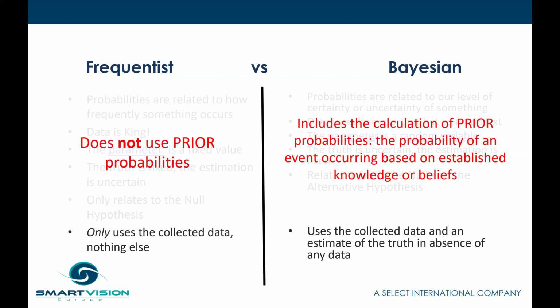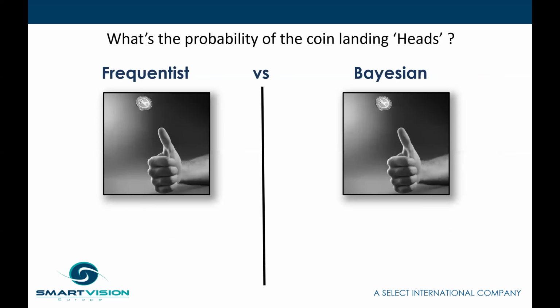The Bayesian approach includes the calculation of prior probabilities, the probability of the event occurring based on established knowledge or beliefs. And in fact, it has to use those. It uses them whether you like them or not. It will always use them. And this is obviously a pretty important distinction between one approach and the next, and something of an area of controversy and argument between the two paradigms.